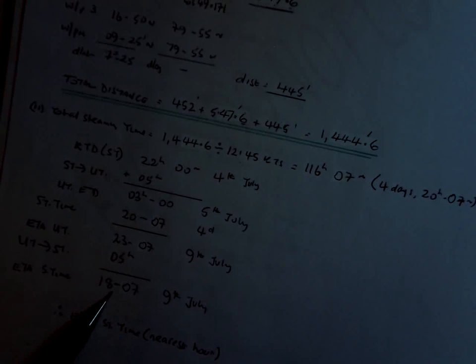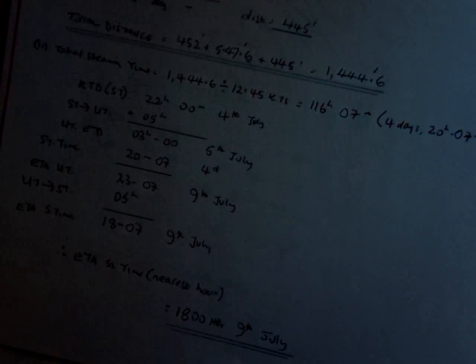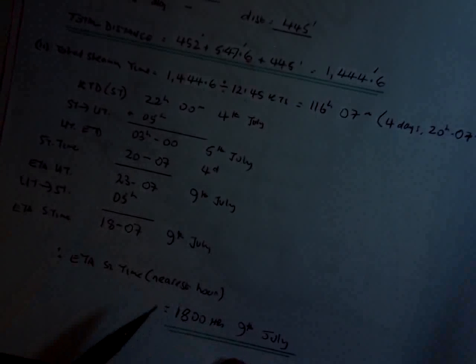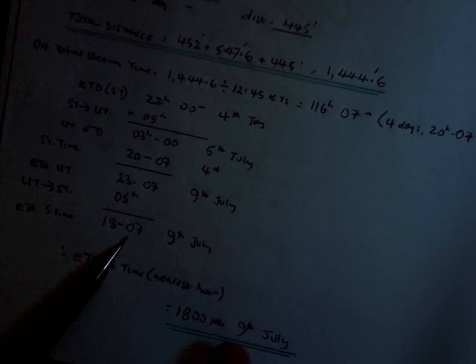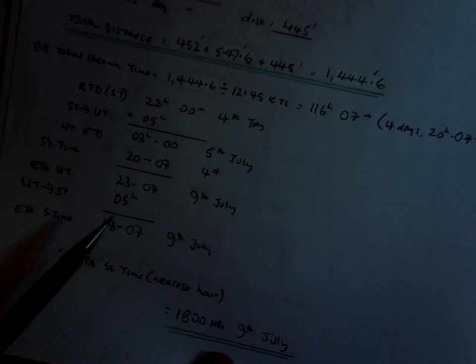And of course, it's the nearest hour, so we actually write 1800 on the 9th of July. So be careful with those when they ask for the nearest hour. Make sure that at the end you just simply miss off the minutes. Had it been 1831 or 32, we'd have moved it up to 19 hours. So less than 30 minutes it's 18, more than 30 would have been 19.